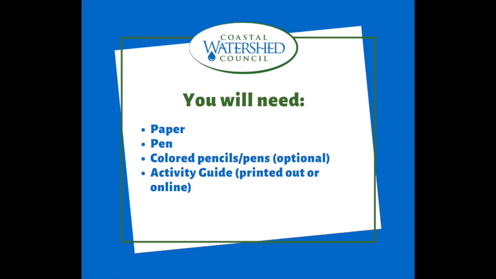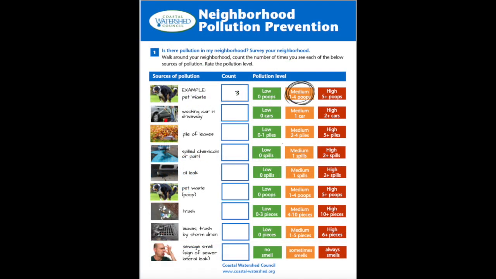And you will need paper, pen, colored pencils and pens, that's optional, and an activity guide that you can either print out or you can find online. It looks like this, and you can access it at the Coastal Watershed Council website, or your teachers may have sent it to you.